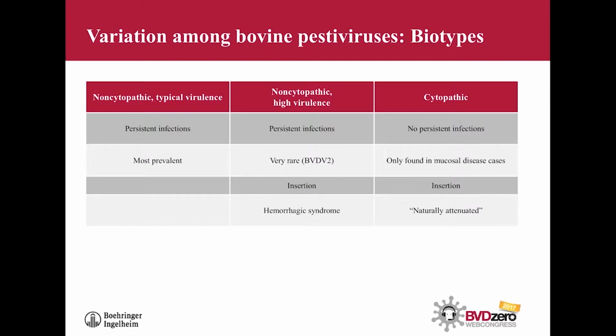So one of the things to remember is that the term cytopathic indicates they're cell killing. In the field, the most severe forms of disease are found with the non-cytopathic viruses. The non-cytopathic viruses predominate in nature. Most of what we're seeing out in the field is due to non-cytopathic, not cytopathic virus. Cytopathic viruses are more rare in nature.